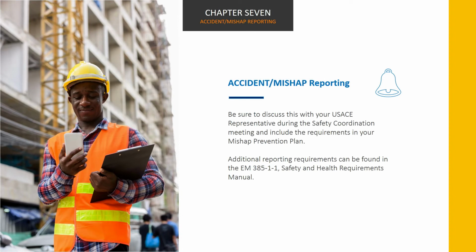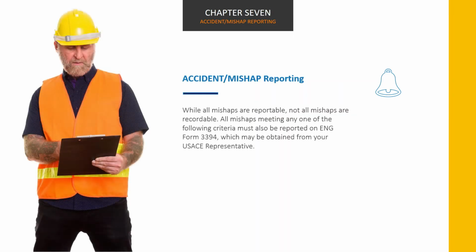Be sure to discuss this with your USACE representative during the Safety Coordination meeting and include the requirements in your mishap prevention plan. Additional reporting requirements can be found in the EM 385-1-1 Safety and Health Requirements Manual. While all mishaps are reportable, not all mishaps are recordable. When a recordable mishap occurs, you should notify your USACE representative immediately. Do not wait to complete and submit any forms.